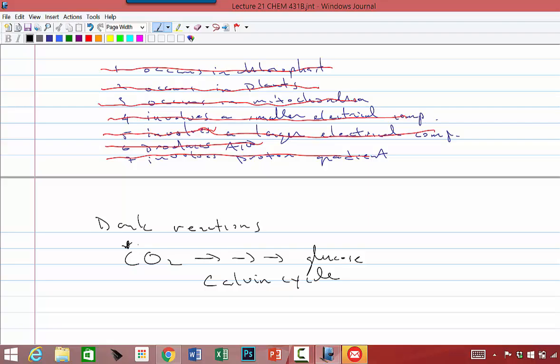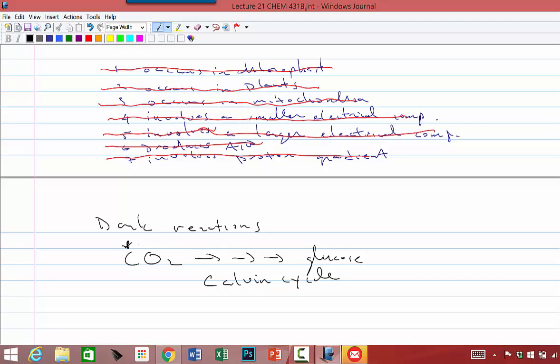And so what happens is that you have this ribulose 1,5-bisphosphate. And I think the easiest way to understand this is to write down the number of carbons we're talking about. So this is a 5-carbon molecule, this ribulose. Okay? That's 5 carbons. Obviously CO2 is 1 carbon.